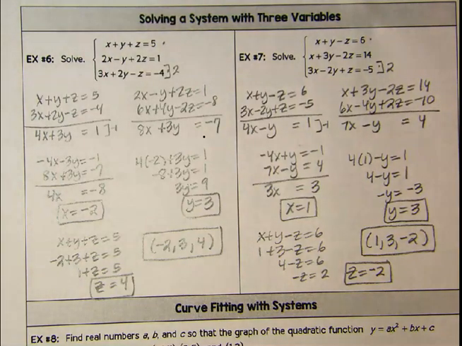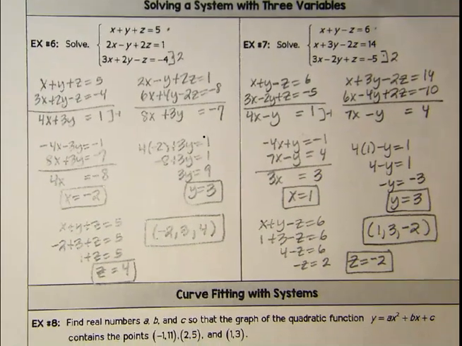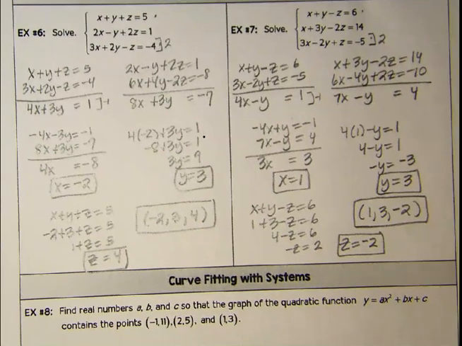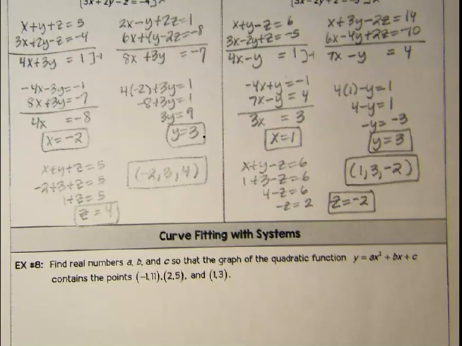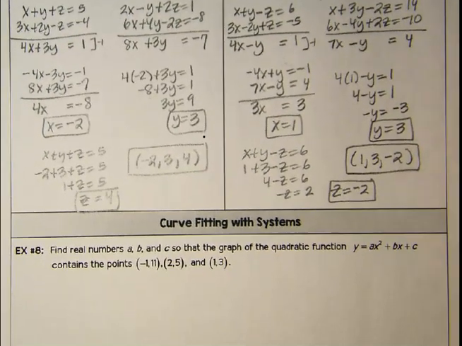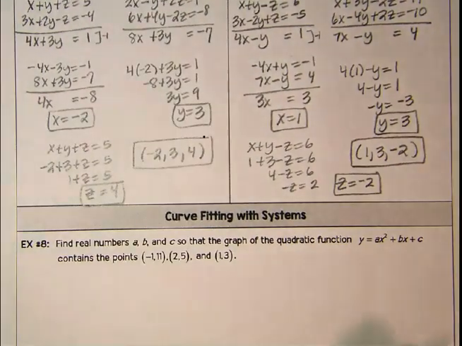Now the next part we are looking at is example 8, curve fitting with systems. I'm not sure if you've done curve fitting before. If you haven't, not a big deal. You can say you heard it here first. But basically, we're going to try to find out the values of a, b, and c so that the graph of the quadratic function contains those particular points. So remember, those points are our x's and our y's.